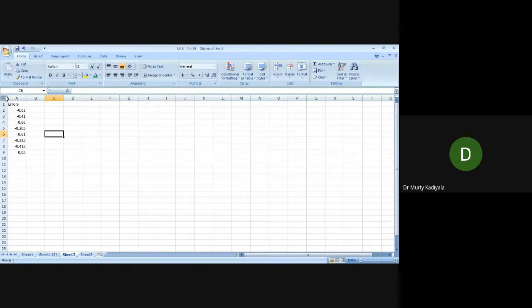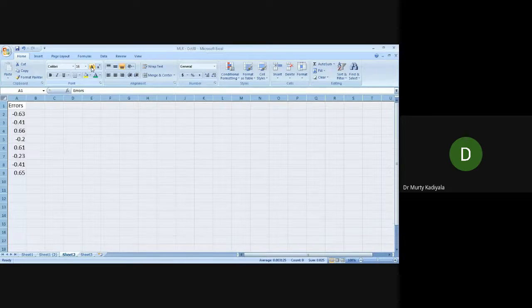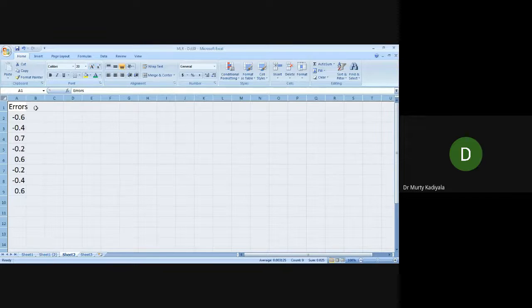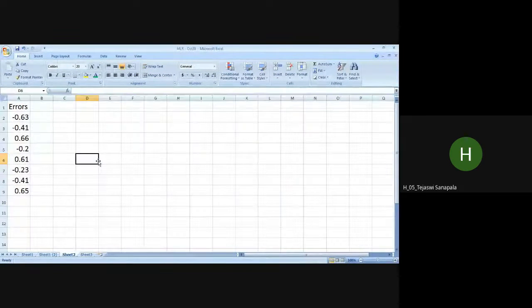All right. Let me increase the font size. You're able to see clearly? Yes, sir. So, if this is the error, how to find correlation within this? You have to find correlation within the errors. Is this error related to this? Is this error related to this? And this one related to this? Like that you have to find.